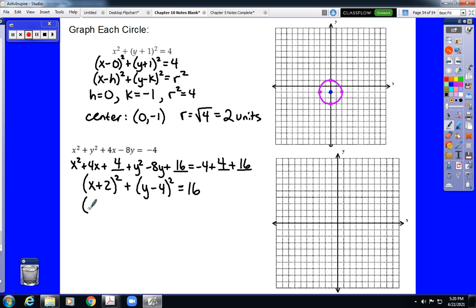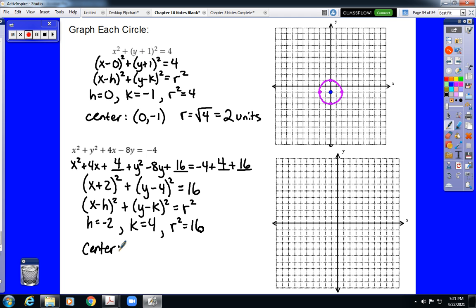So from there, we do what we've done before. Now that it's in standard form, we're going to identify h, k, and r using the fact that we have written it in standard form. So h is negative 2, k is positive 4, and r squared is 16. This tells us that our center is located at the point negative 2, 4, and our radius is the square root of 16, or 4 units.